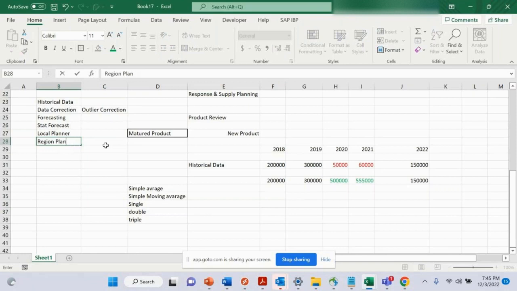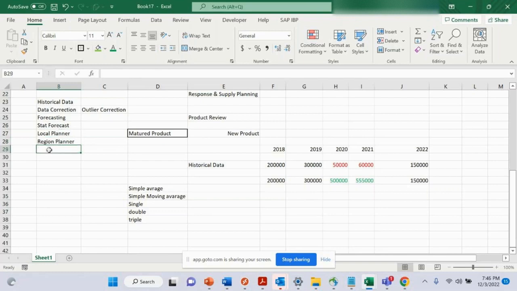So as a region planner, I may think that whatever data my local planners have entered is not correct. I can do more or I can do less business, because obviously keeping stock in the present scenario is not a good option. If we are going to keep the stock, then there are stock keeping charges as well. So to optimize all these things, I need to be focused and more accurate when I am giving the forecast in the system.